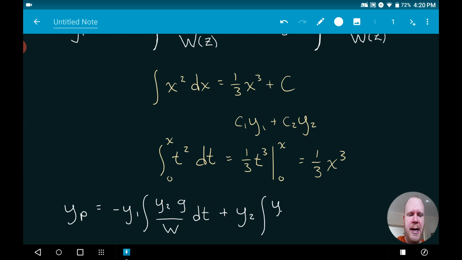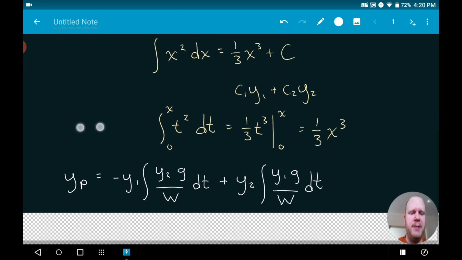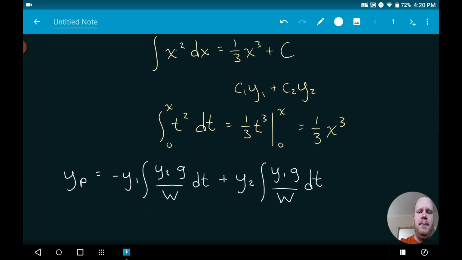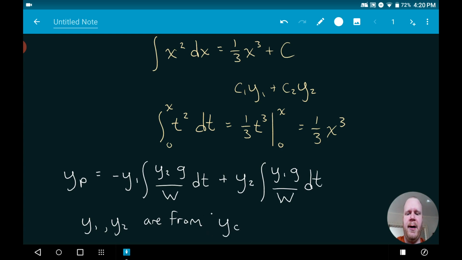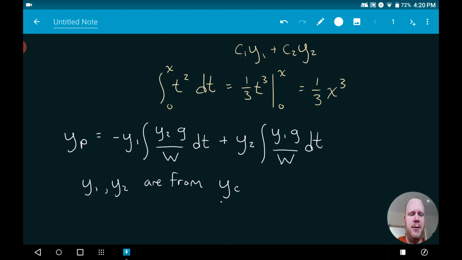So this is a little bit sloppy, but I just kind of want to make the point that this is not an insanely long equation like it looks up top. So the y1 and y2 in this equation are going to be from your complementary solution. All right, so you found a y1 and a y2 in your, sorry, I keep calling that the particular solution, the complementary solution.